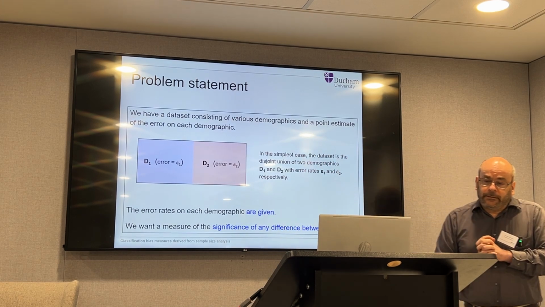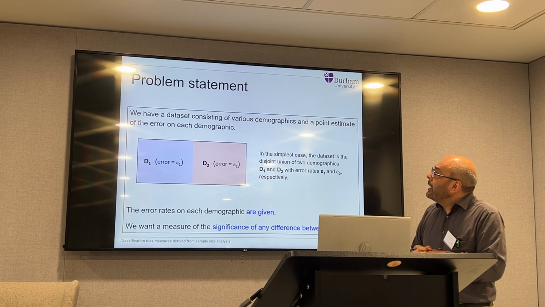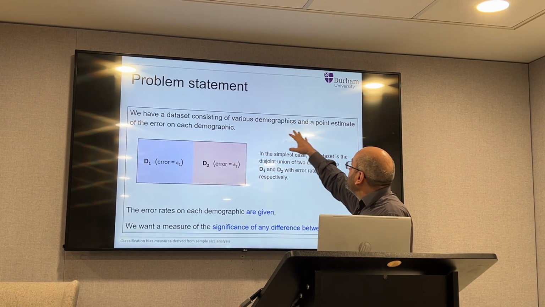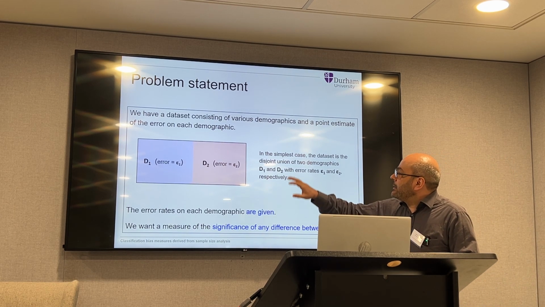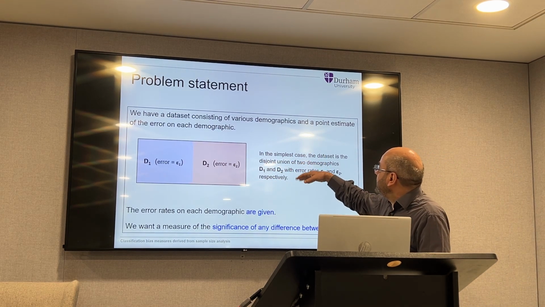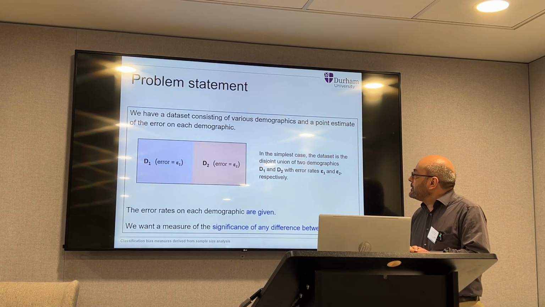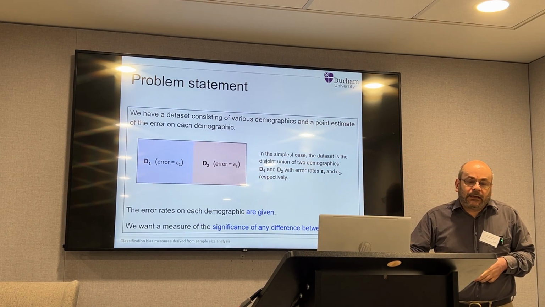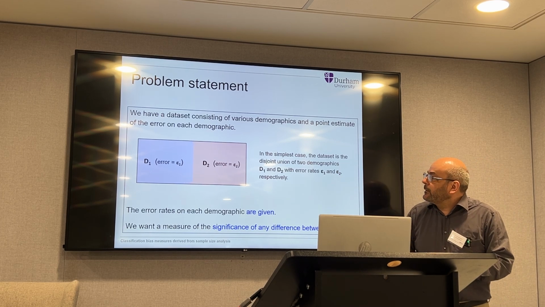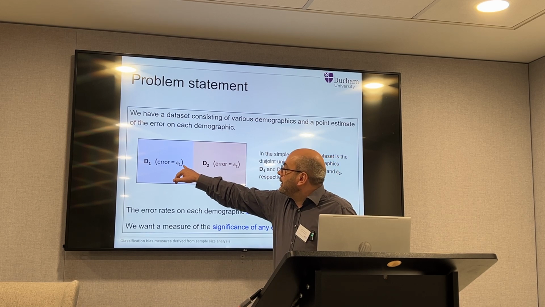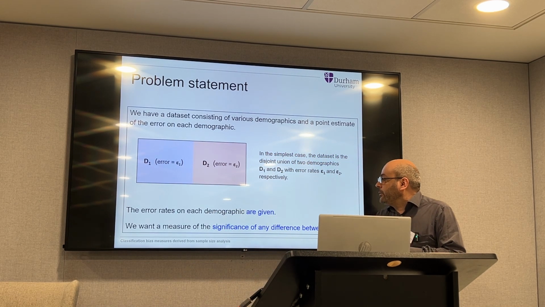So let me now first state the problem a little bit more formally. We have a data set. It consists of various demographics, so think of them as subsets. In the simplest case that we'll deal with here, we have two demographics, two subsets, and we deal with the performance measure, which is the error rate, so let's say the opposite of accuracy. And we know that in demographic one it is E1, and in the other it is E2.